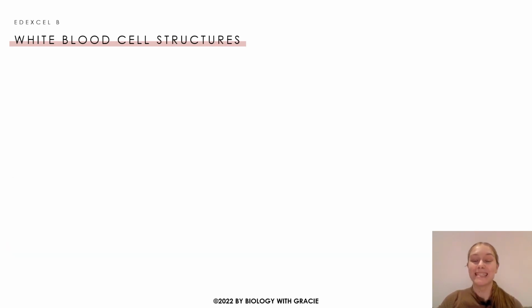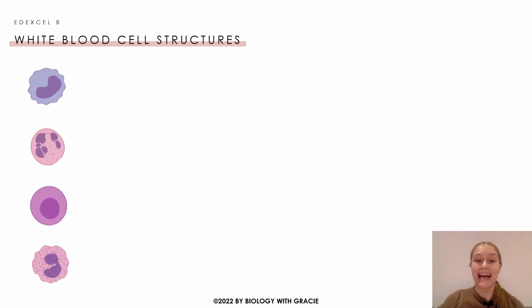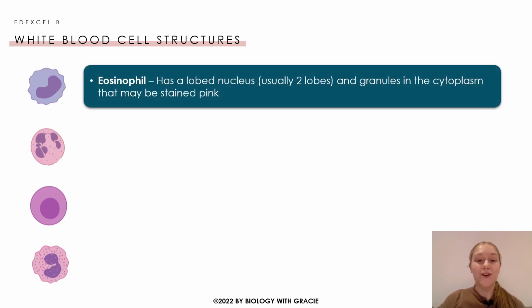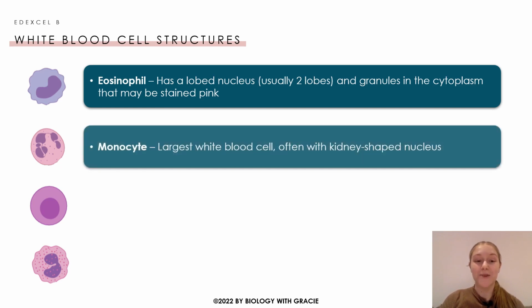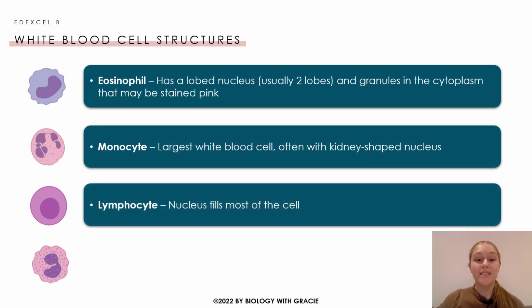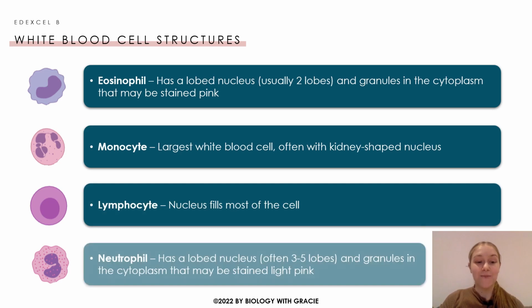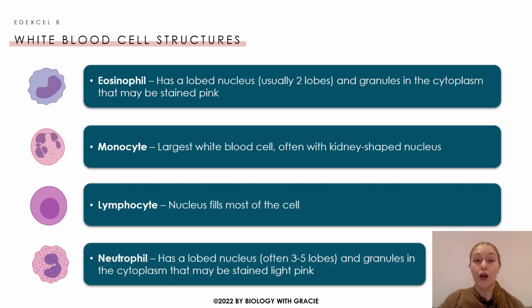Now we're going to go on to white blood cell structures. So here we've got 4 different types of blood cell, and then again we've got 4 different statements describing the structures. So we've got an eosinophil, which has a lobed nucleus, usually 2 lobes, and granules in the cytoplasm that may be stained pink. Monocyte, largest white blood cell, often with a kidney-shaped nucleus. Lymphocyte, the nucleus usually fills most of the cell. And then we've got a neutrophil, so this has a lobed nucleus, often 3 to 5 lobes, and granules in the cytoplasm that may be stained light pink. So see if you can match those up with the images on the left.